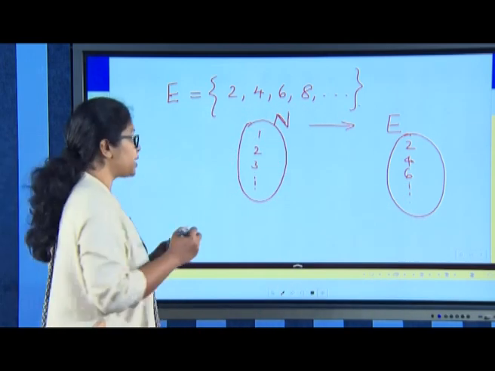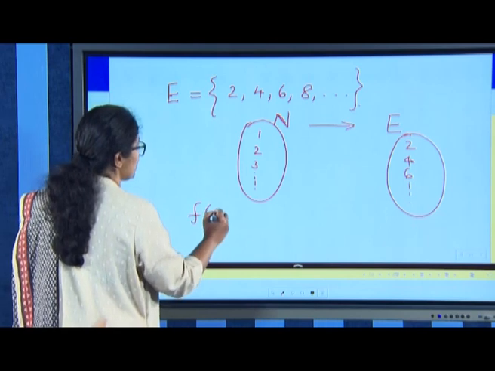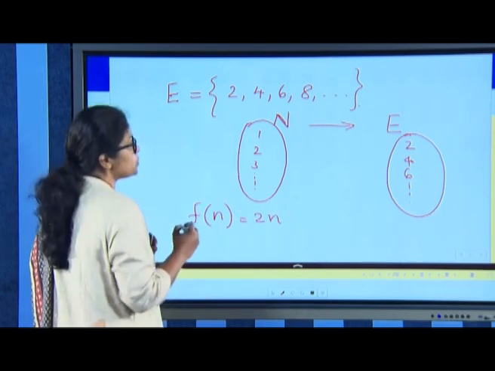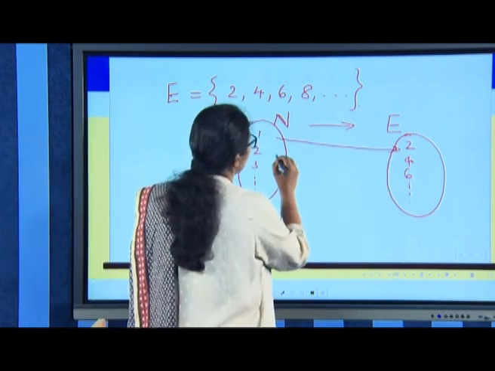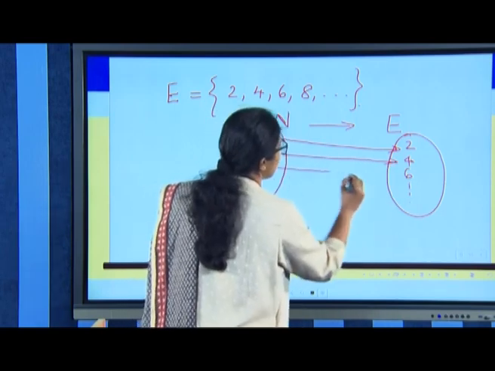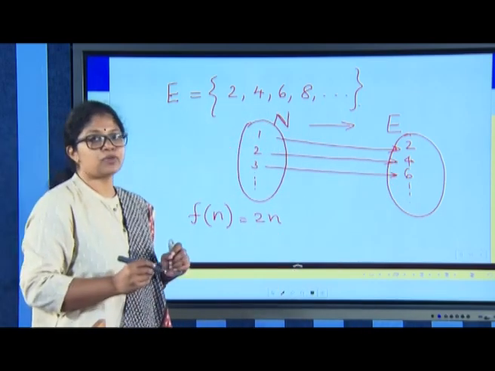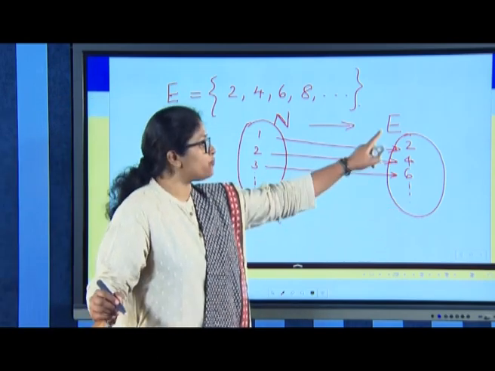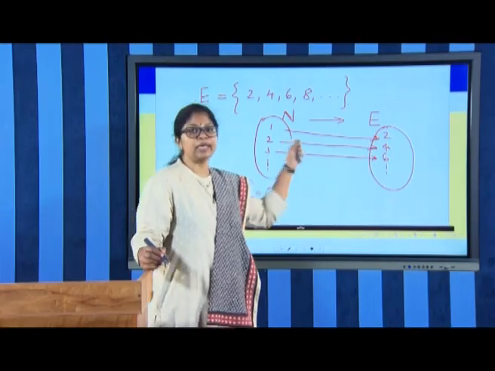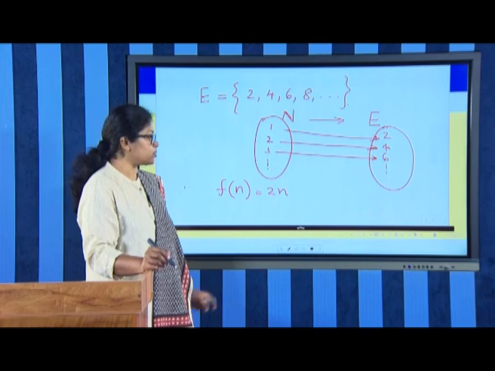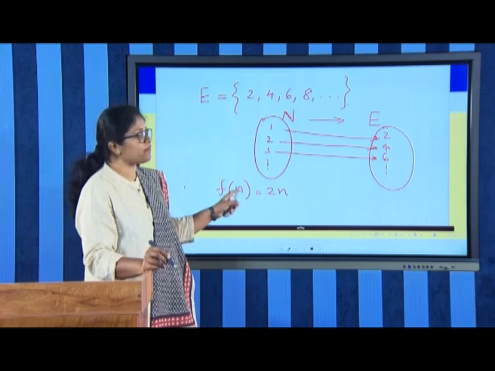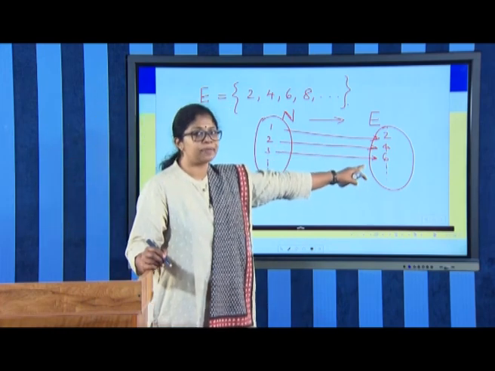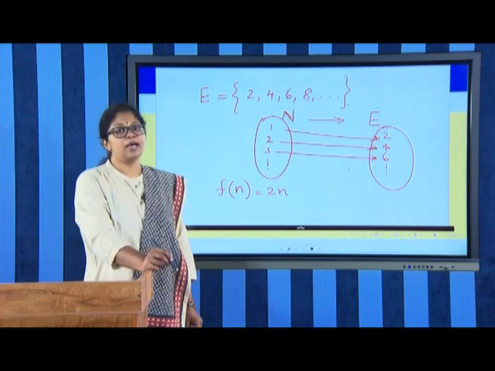We can define a bijection by f(n) = 2n, so that 1 is mapped to 2, 2 is mapped to 4, 3 is mapped to 6 and so on. For each element in N there is a unique image in E, and for every element of E there is a unique pre-image in N as well. So, it is a bijection. Thus we have established a bijection from the set of all natural numbers to the set of all even natural numbers, and hence E becomes a countable set.